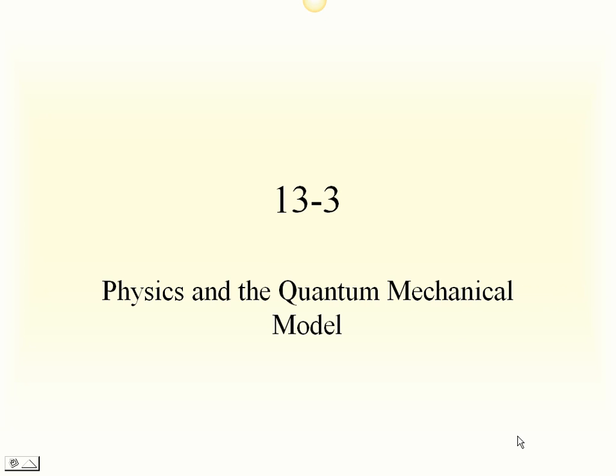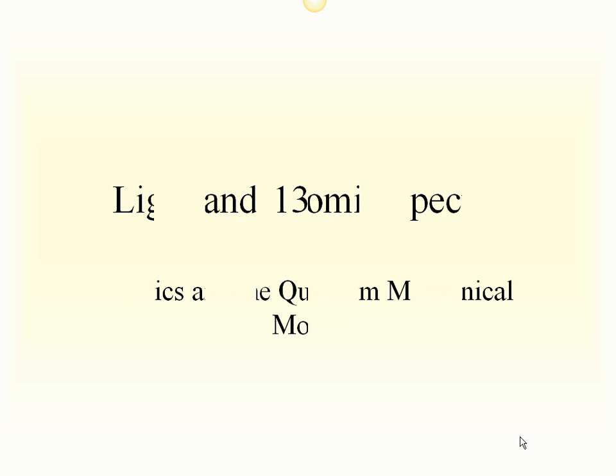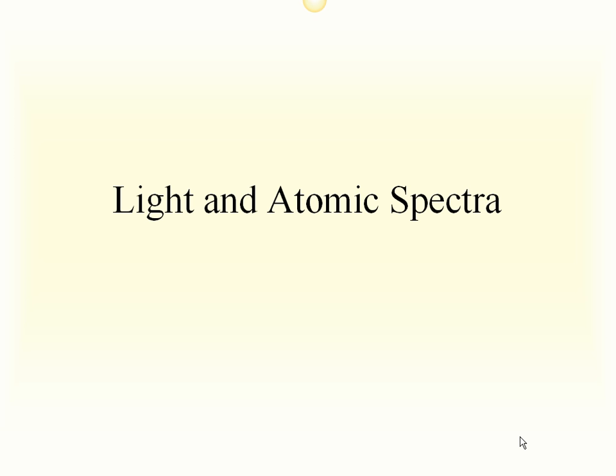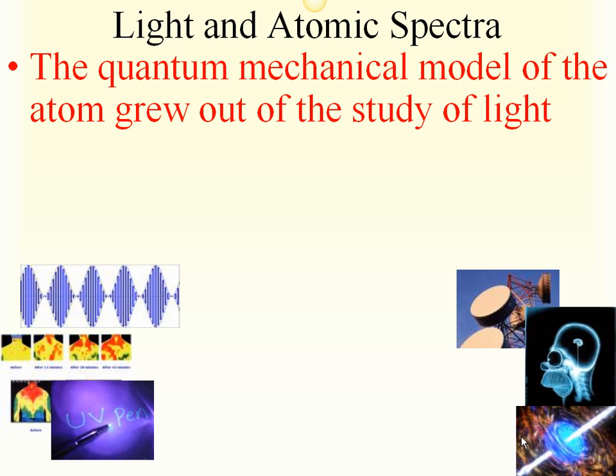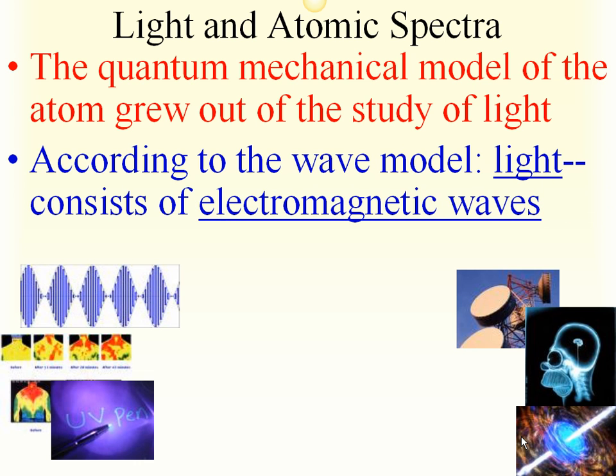13-3. Physics and the quantum mechanic model. Light and the atomic spectra. The quantum mechanic model of the atom grew out of the study of light. According to the wave model, light consists of electromagnetic waves.